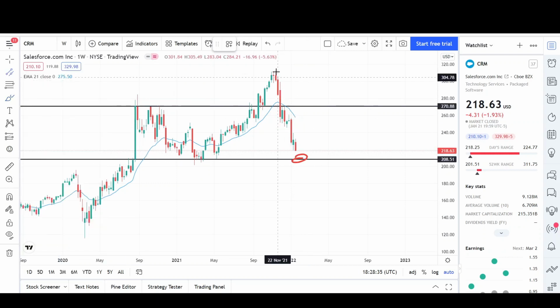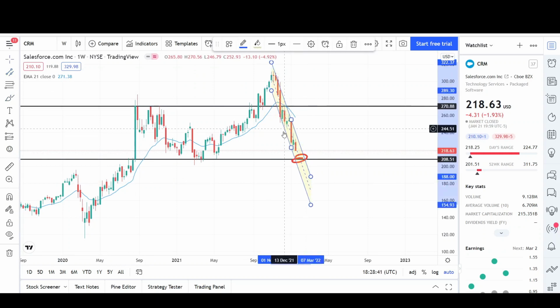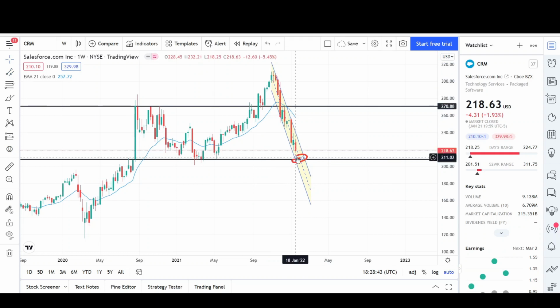Is there a channel working lower? Yes, like I said before, Salesforce is working inside of this channel. So there's really no signs of weakness in this downtrend, and I think they're going to continue to sell the market to reach these targets. And let me show you guys one more thing that's not a coincidence.